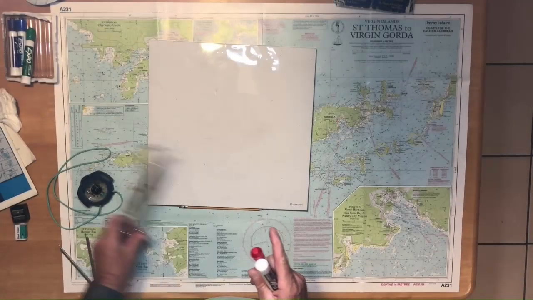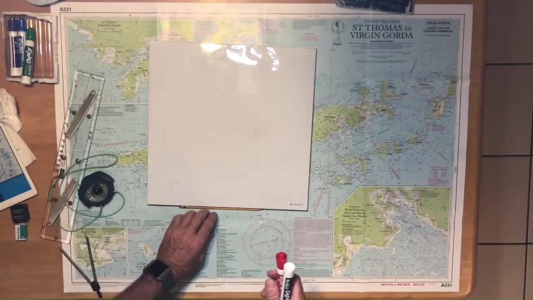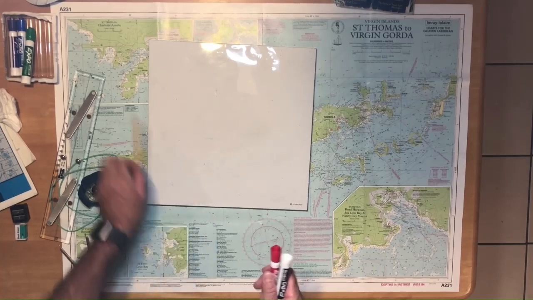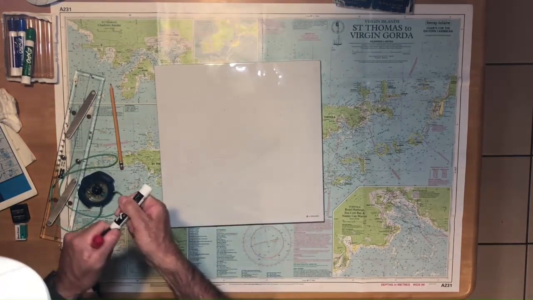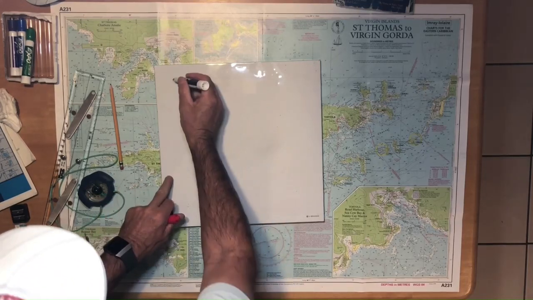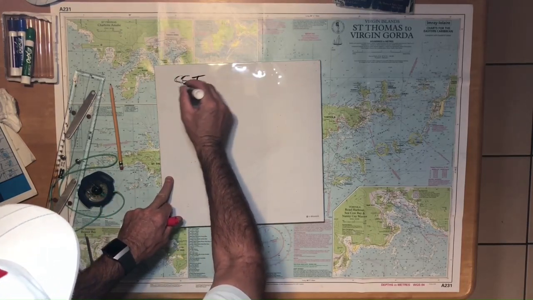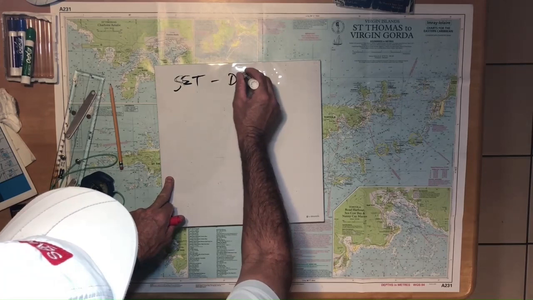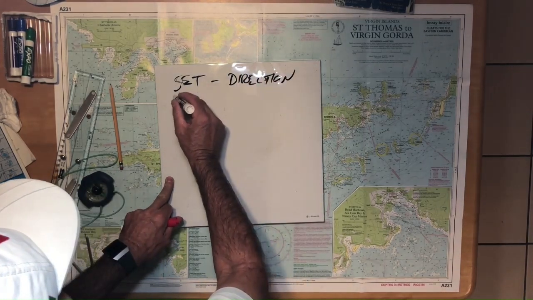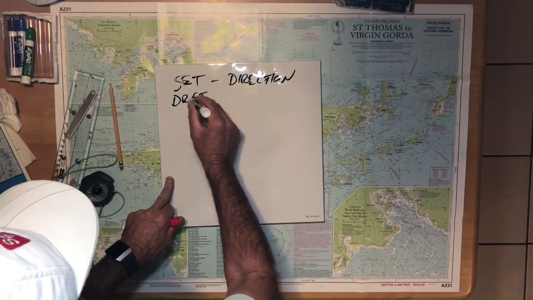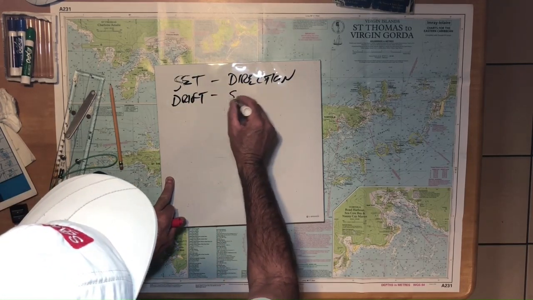Let's just talk a little bit more about set and drift. So we've established that set and drift relates to the current. The set is the direction, and the drift is the speed.